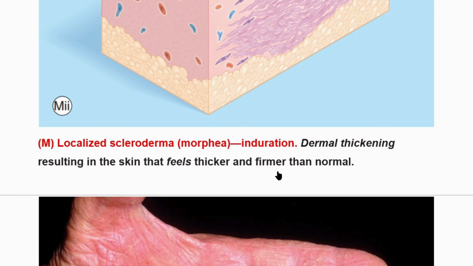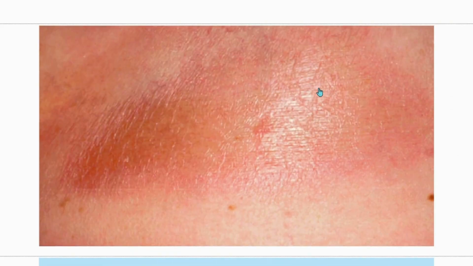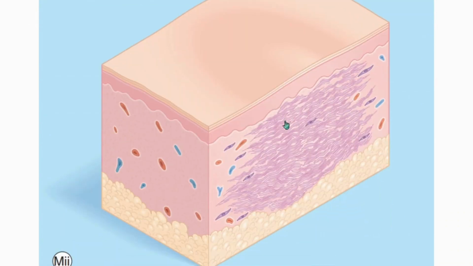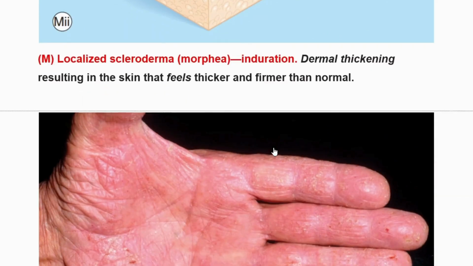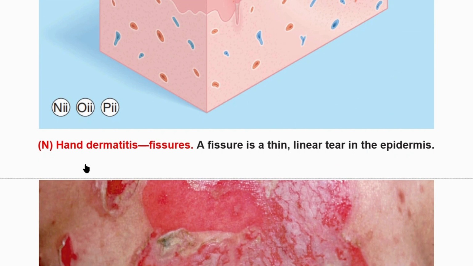We can see firm, thicker skin on palpation because of the deposition of fibers in the skin. As we can see here, there is deposition of fibers in the skin. Okay, and in hand dermatitis we can see fissures.